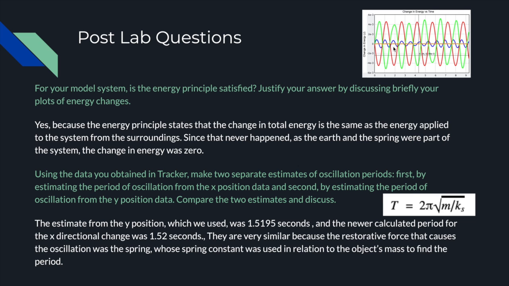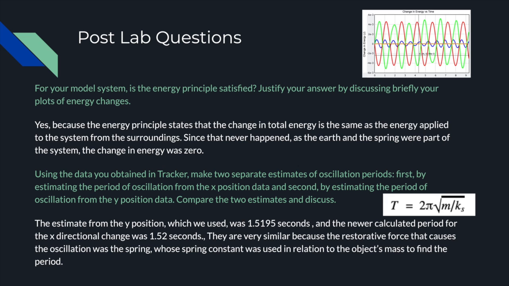The second question is, using the data you obtained in Tracker, make two separate estimates of oscillation periods. First, by estimating the period of oscillation from the x position data, and second, by estimating the period of oscillation from the y position data. Compare the two estimates and discuss. The estimate from the y position, which we used in the GlowScript code, was 1.5195 seconds, and the newly calculated period for the x directional change was 1.52 seconds.